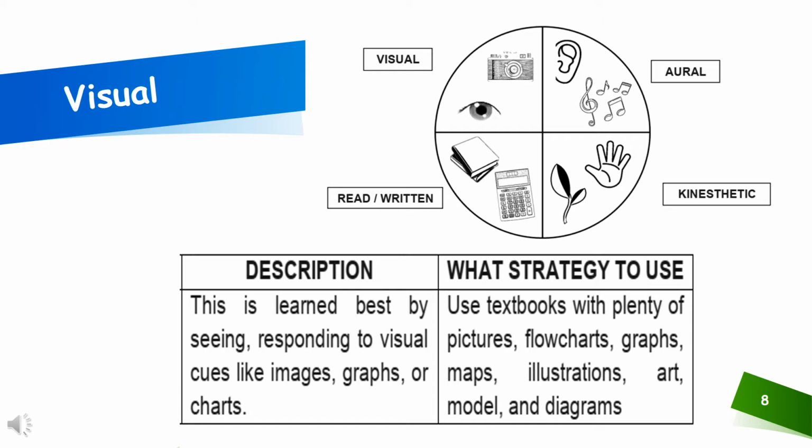So what strategy is best to use? Using textbooks with plenty of pictures, flowcharts, graphs, maps, illustrations, art, models, and diagrams. So these kinds of visual aids help you to learn more about the topic instead of just reading a full-on text or a full-on paragraph about a topic. Pictures and such will really help you.